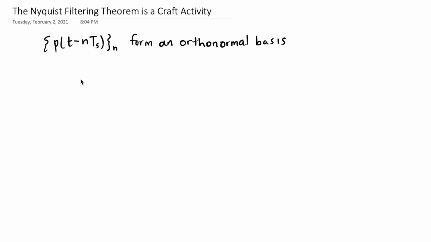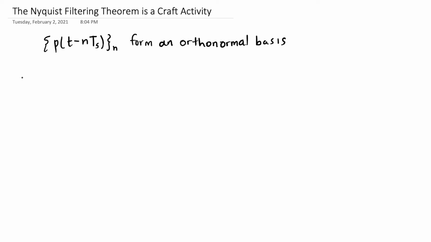That is, this set of functions, p of t minus integer n times the symbol period, for every integer n, form an orthonormal basis. And this is so that each symbol can be perfectly separated from other symbols sent during other symbol periods. In other words, we don't want the bits we send during one symbol period to interfere with what the receiver is going to receive during the next symbol period. We want those two to be perfectly separable.